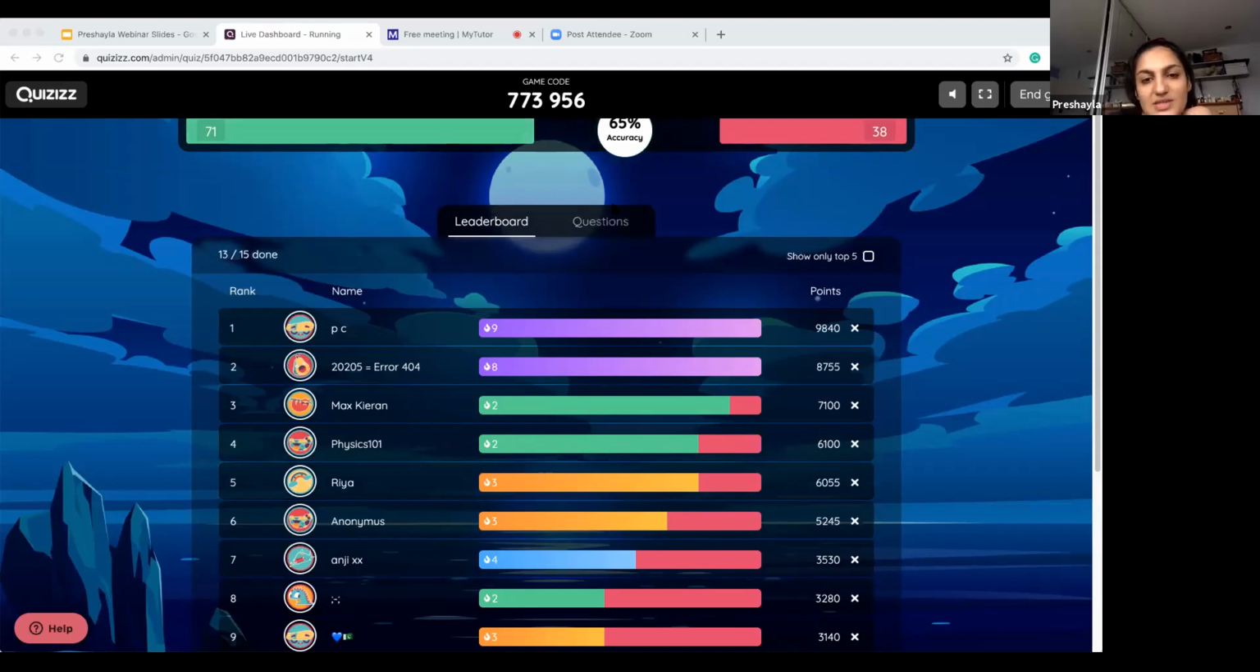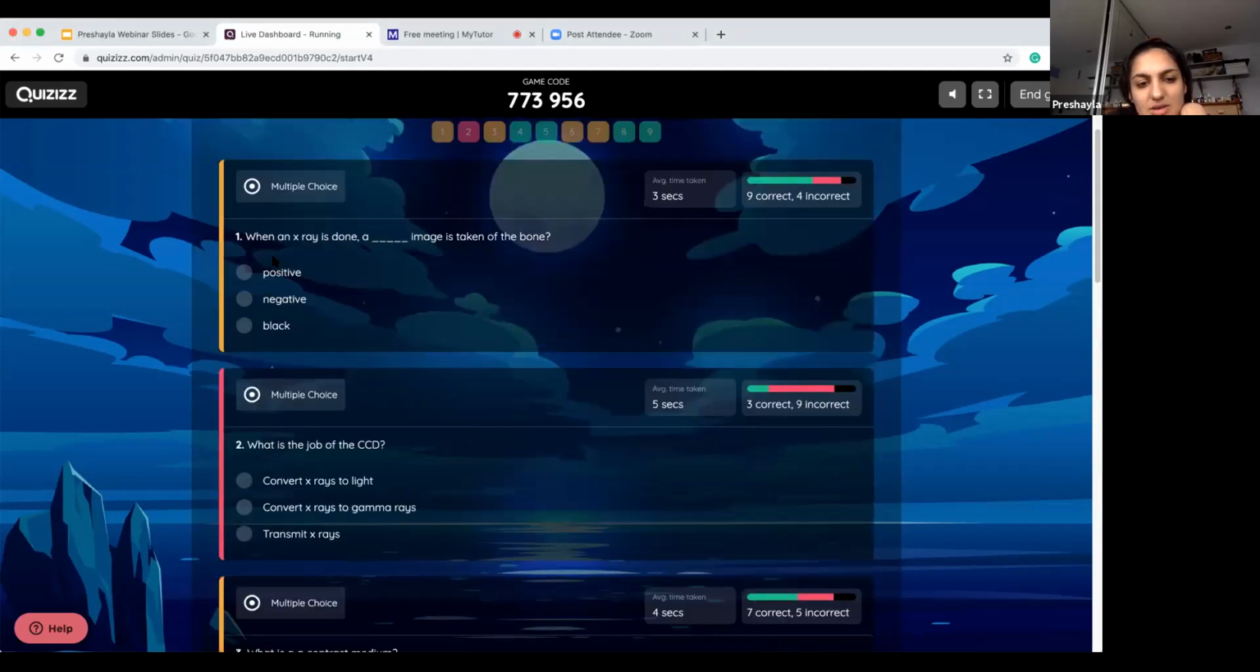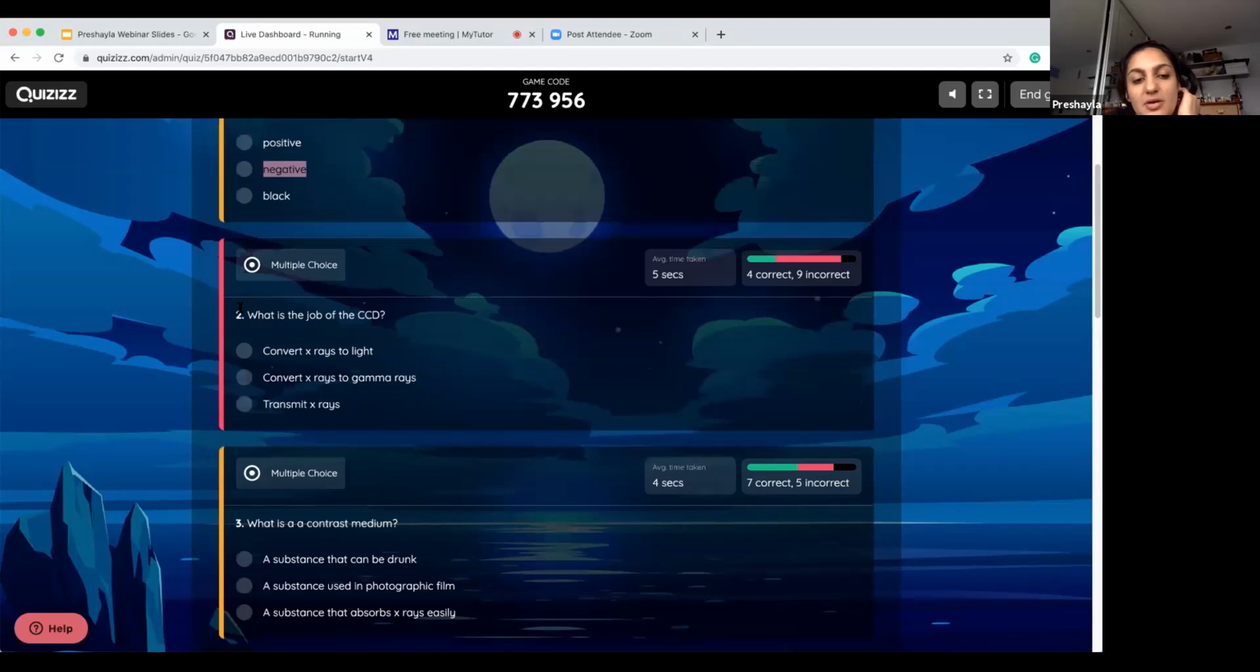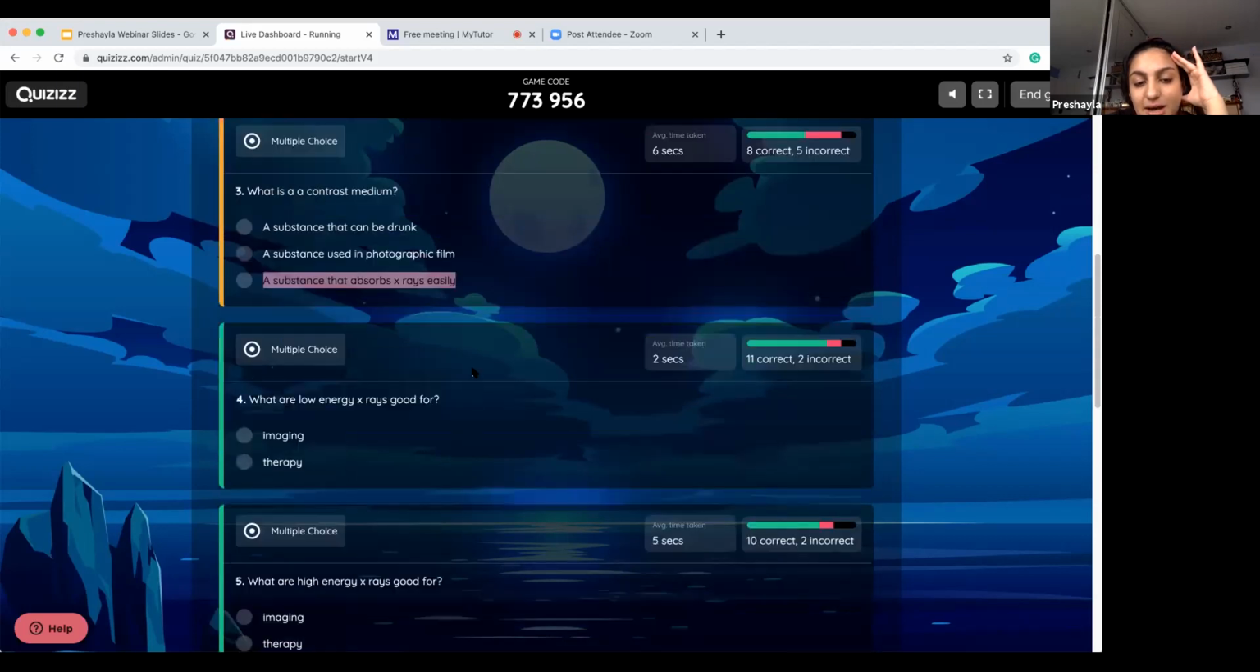Okay, looks like quite a few of us are done. 65% accuracy. When an X-ray is done, a negative image is taken of the bone. The job of the CCD is to convert X-rays to light, so that we can see it show up. A contrast medium is just a substance that absorbs X-rays easily and allows us to take a good X-ray.